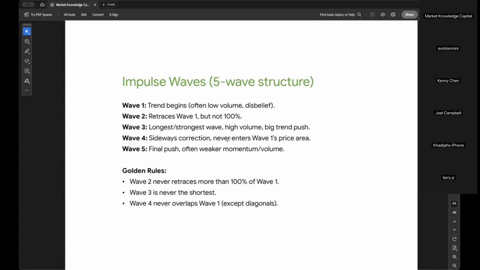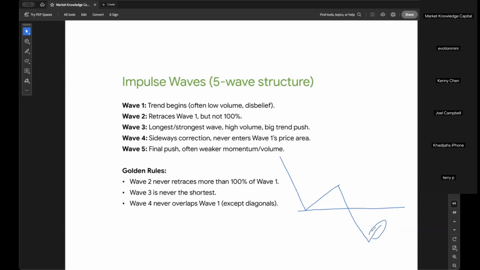Wave 4 never enters into wave 1. So if you've got wave 1, you've got your correction, which is 2, you've got your third wave, and this is wave 4 here. Wave 4 should never go into the territory of wave 1. If wave 4 goes into wave 1, then again, it's probably not an impulse. You're probably looking at a bigger structure that's going to form into some sort of corrective formation. So it's very important to understand that.